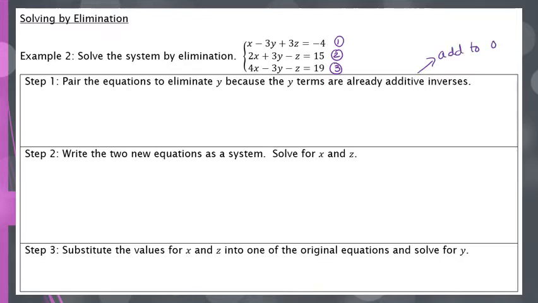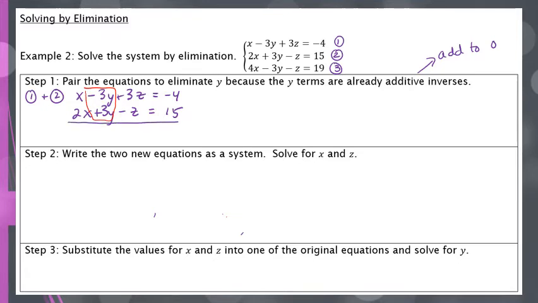So if you look at equations 1 and 2, I'm going to write them out. x minus 3y plus 3z equals negative 4, and 2x plus 3y minus z equals 15. All right, so take a look at the y's. They are already the same number, opposite signs. So if I add them together, the y's are going to cancel out. So x plus 2x is 3x. The y's cancel, plus 2z, and then that would equal 11. So I'm going to put a box around this because now I have eliminated one of my variables.